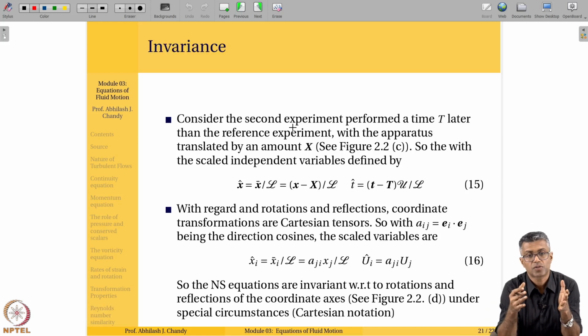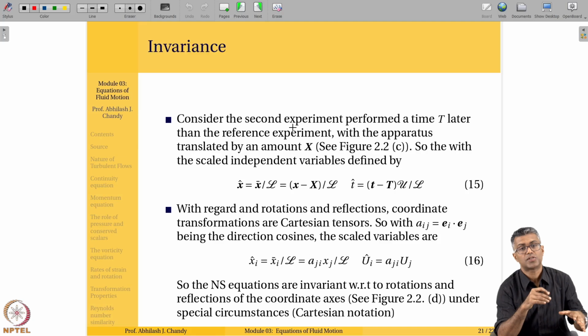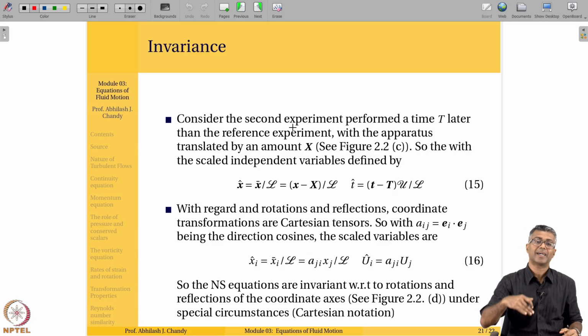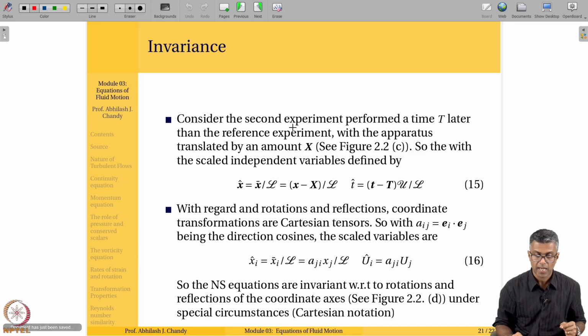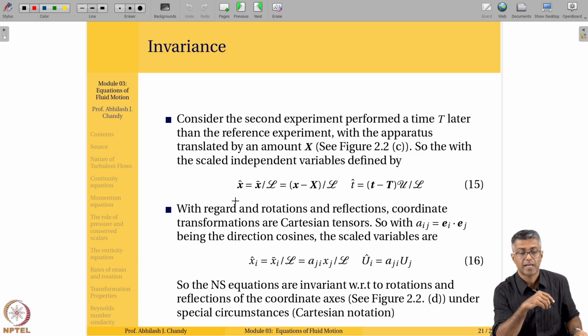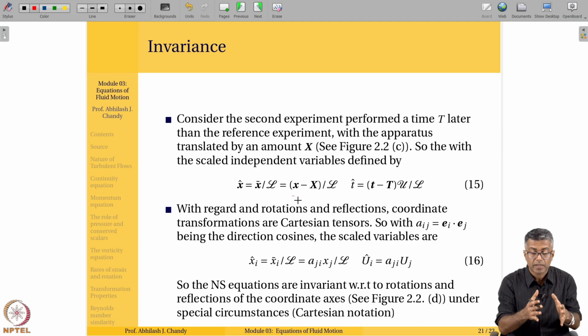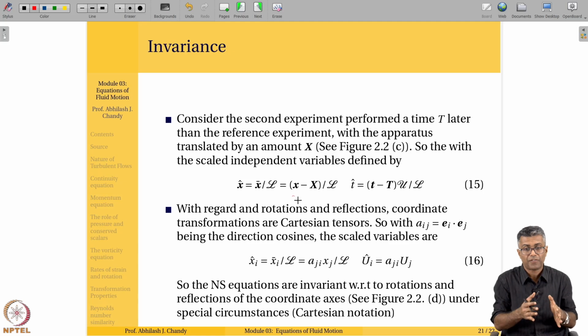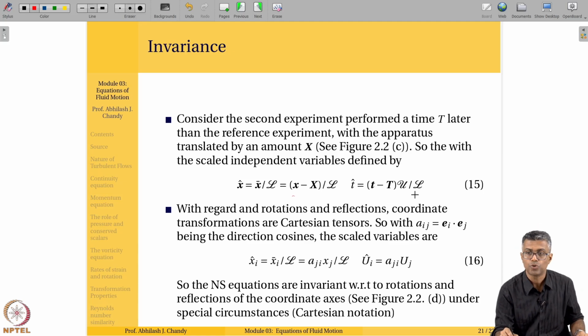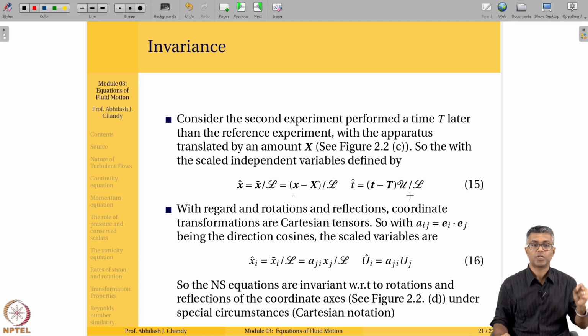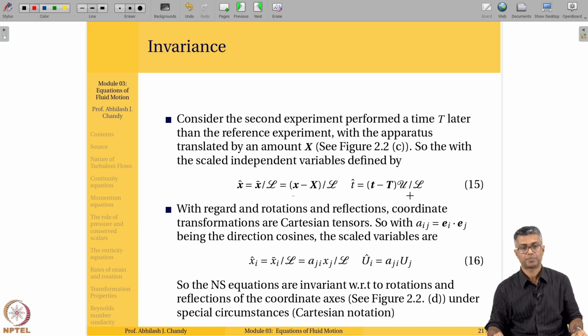So that takes us to the topic of invariance. Now let's say you perform the second experiment at a time later than the reference experiment. Then what happens to your scaled independent variables? It becomes this one. This x hat is x divided by L, which is x minus x naught, so the apparatus is translated by an amount. So everything just scales. In a similar way, t hat is t minus t naught times u over L. So if you do that, nothing changes in the equation. So what you're saying is that the Navier-Stokes equations are invariant to translation.